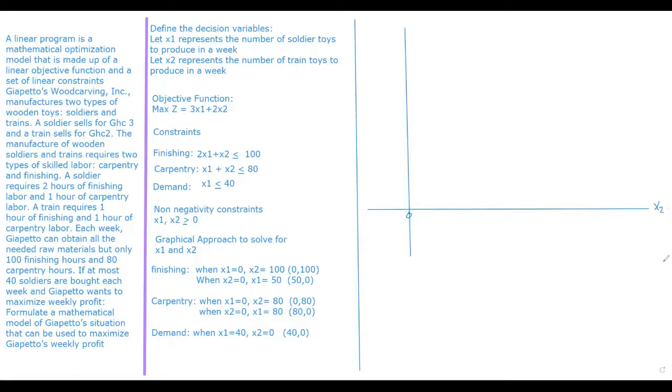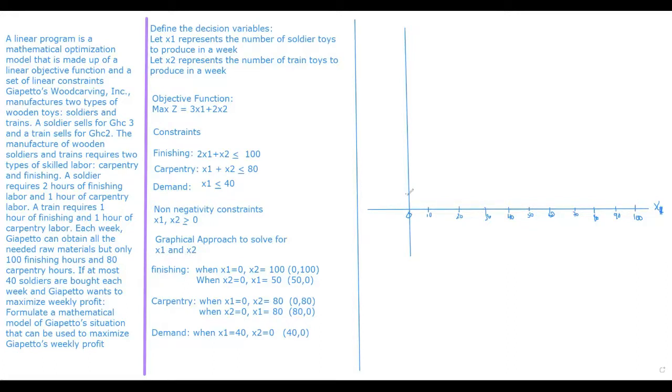So let's use 10, 10, 10, 10, right? So 10 here, 20, 30, 40, 50, 60, 70, 80, 90, then 100. Let's do the same for X. Oh, this one is X1, sorry.